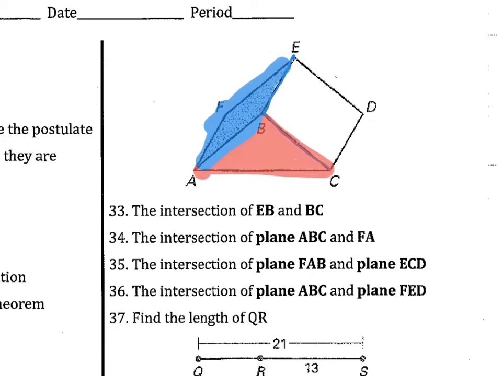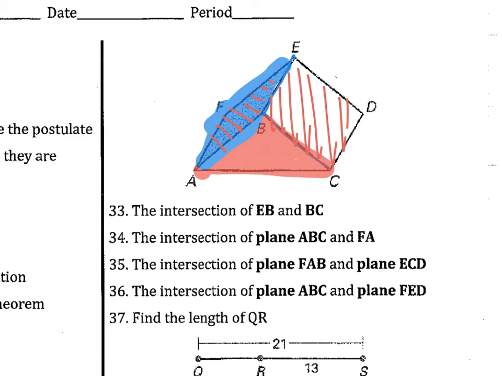35 wants the intersection of plane FAB, so again this plane on the side, and plane ECD. That would be this plane on the other side, kind of like a rooftop. Where do they intersect?